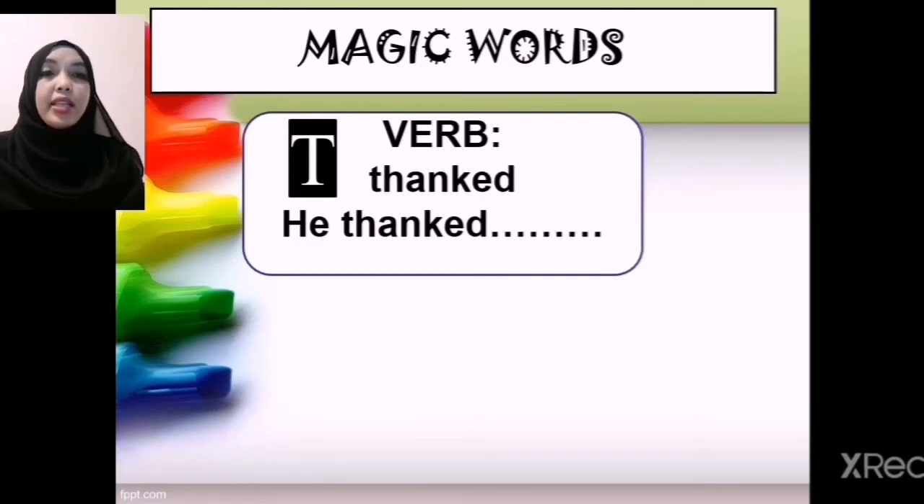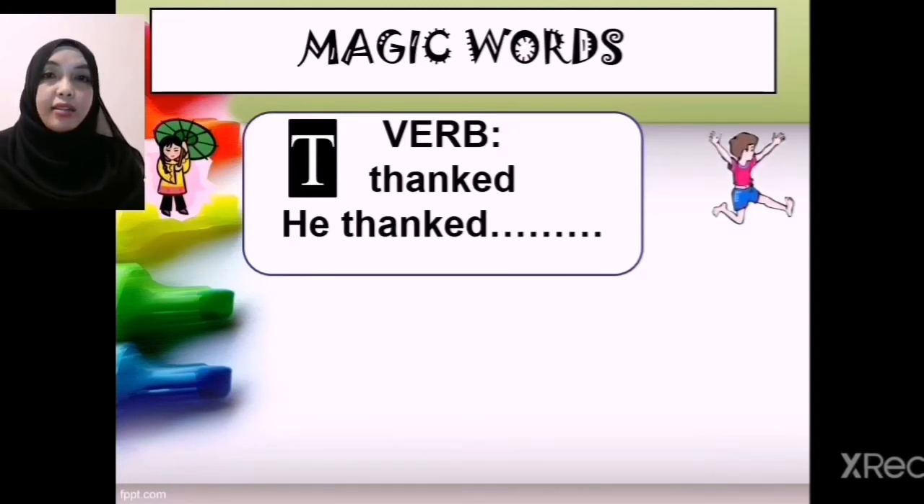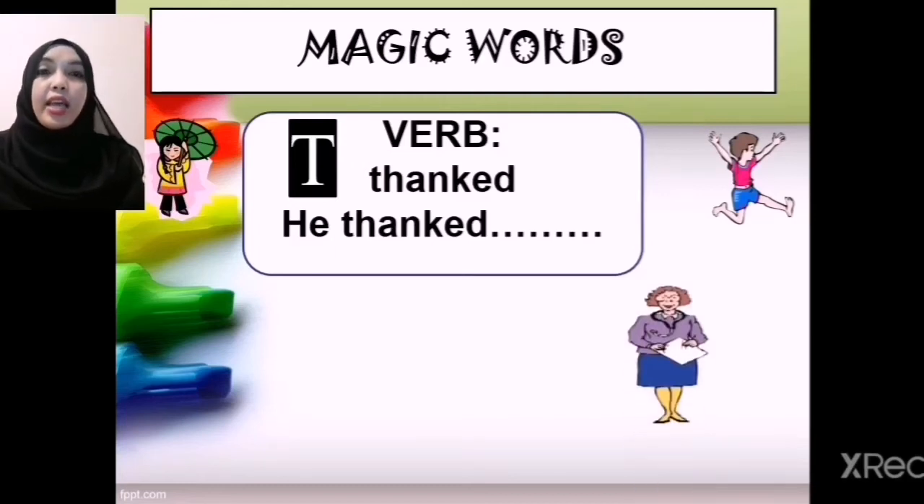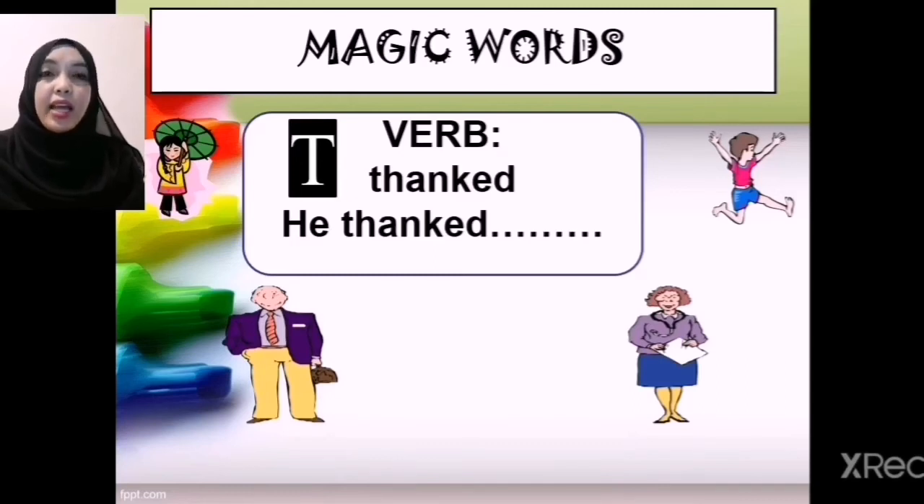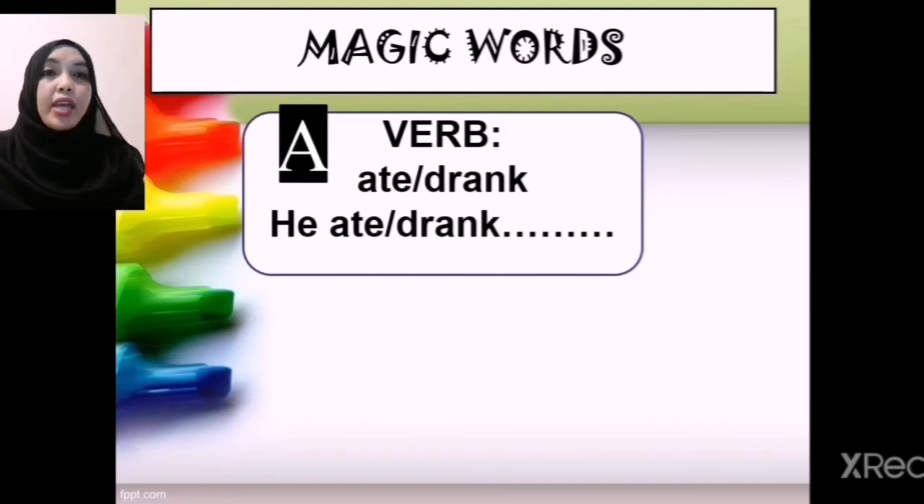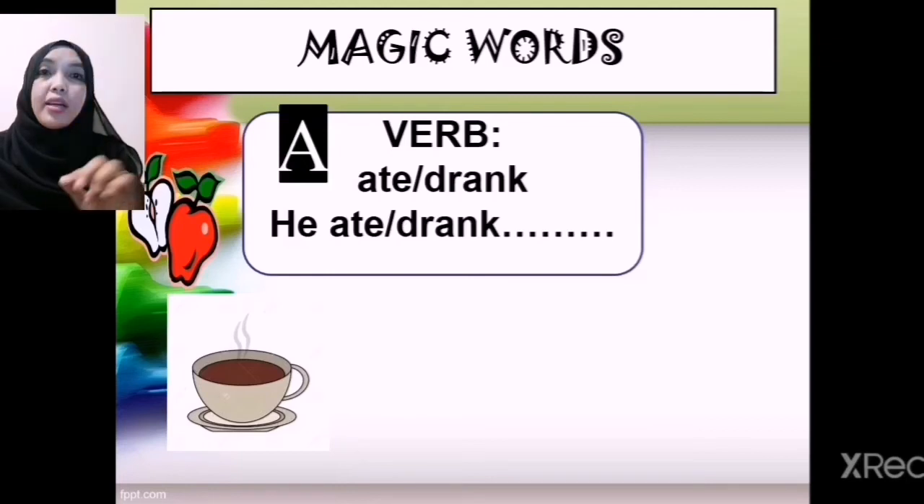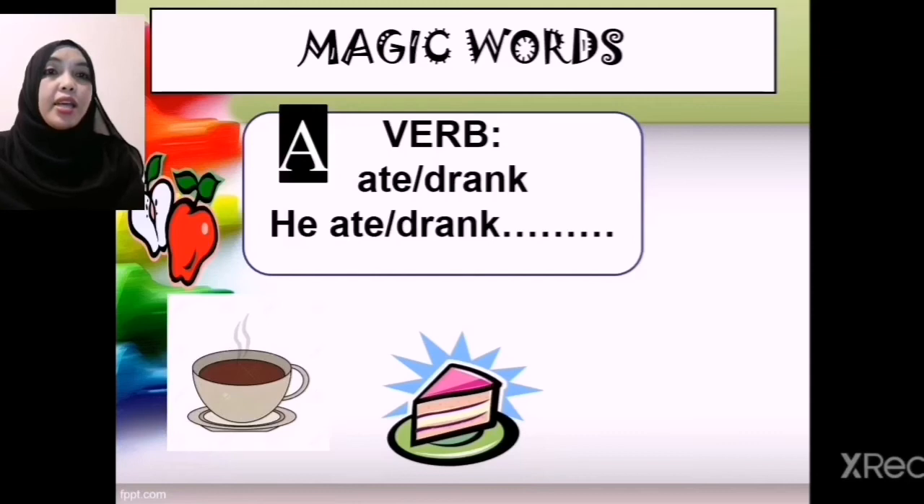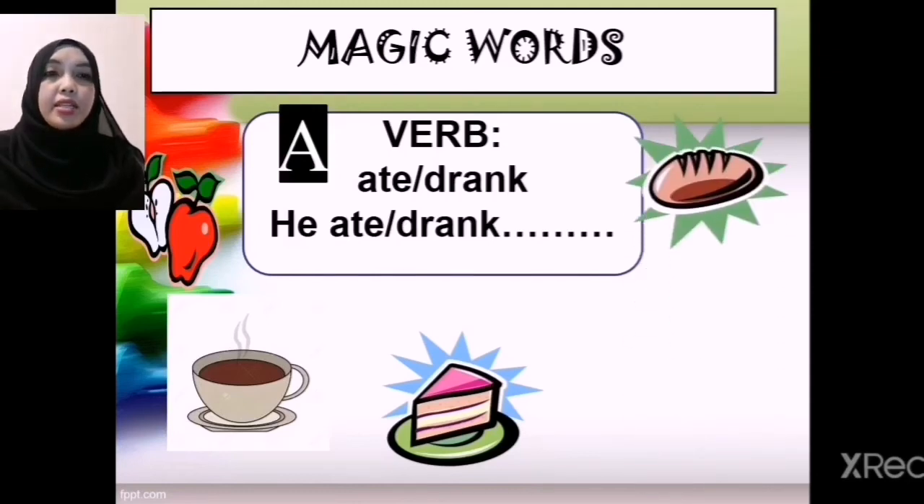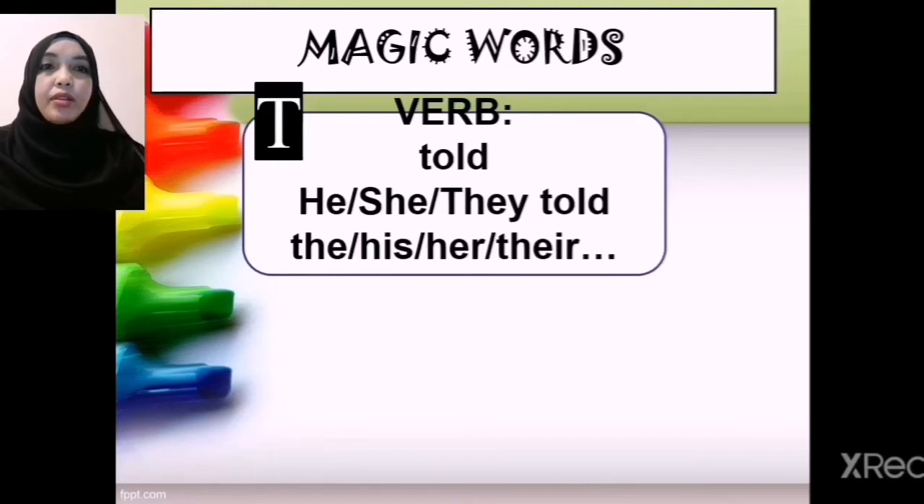Then the letter T, thank. He thanked the girl. He thanked the boy. He thanked the woman. He thanked the man. And for A, ate and drank. Remember, ate is for food, drank is for drinks. He ate or drank. He ate an apple. He drank a cup of coffee. He ate a cake. He ate a bun. He ate or drank the last one? Write down the answer for me. Told: he, she, they told the, his, her, their.